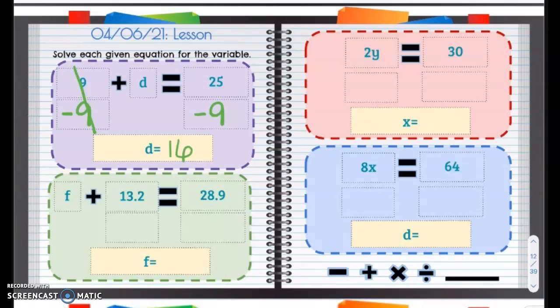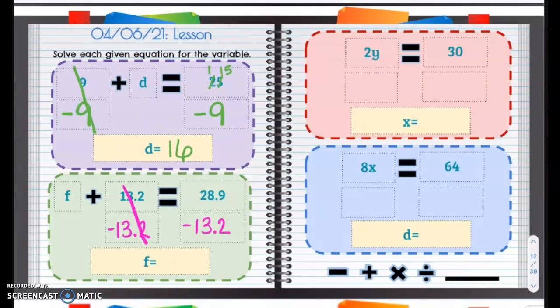You can also do, okay, 5 minus 9, you can't do. The 2 becomes a 1, 5 becomes 15. Minus 9, you get 6. Bring down the 1. So dogs, or D, is going to equal 16. Now, same thing, opposite of adding is going to be subtracting. We are going to subtract both sides. 13 2/10 minus 13 2/10.